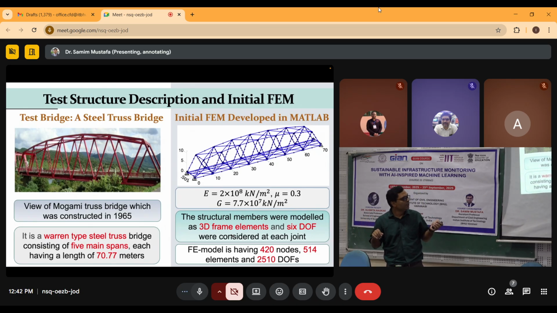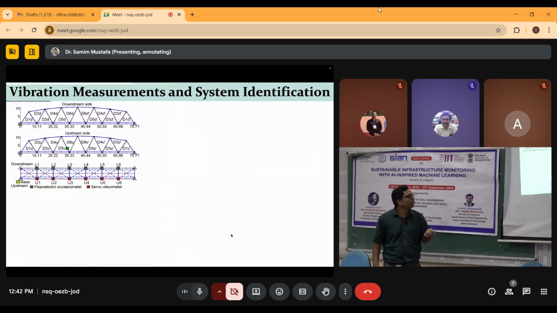To form the K matrix and A matrix, you need this information: E, mu, and G. This model has this many nodes and elements, and this is the total degree of freedom.